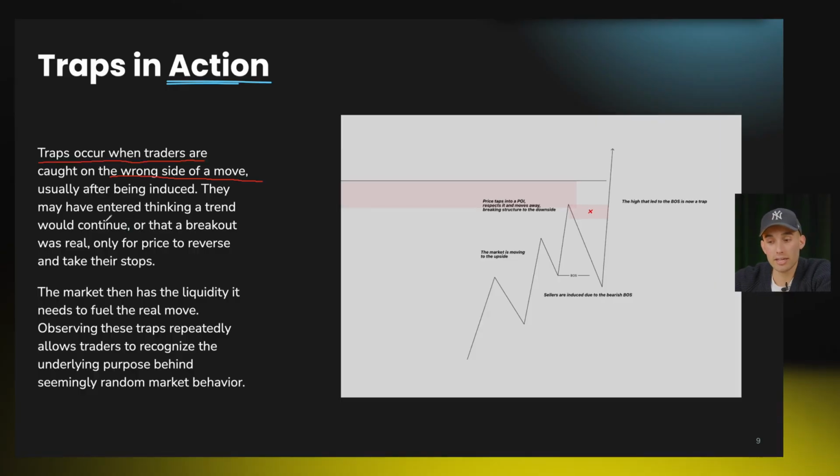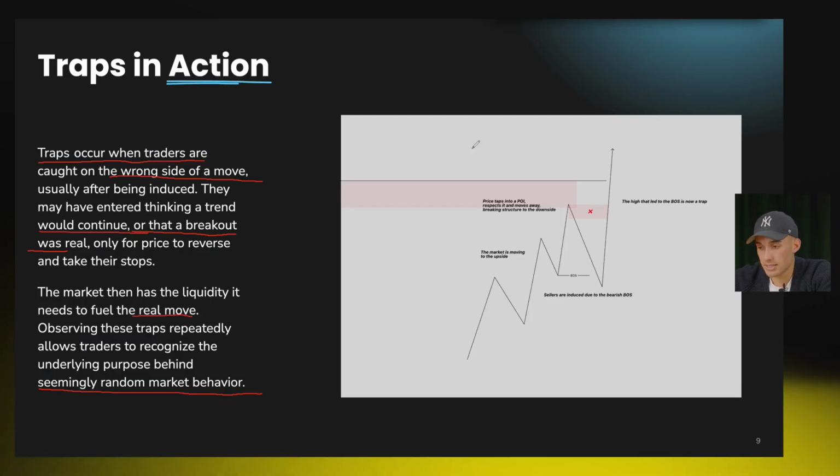They may have entered thinking a trend would continue or that a breakout was real, only for price to reverse and take their stops. The market then has the liquidity it needs to fuel the real move. Observing these traps repeatedly allows traders to recognize the underlying purpose behind seemingly random market behavior.